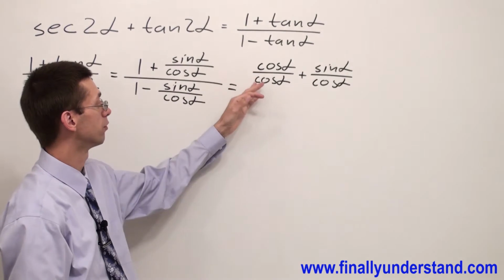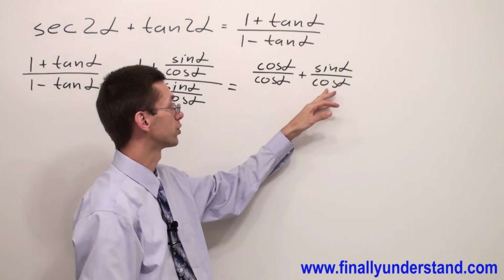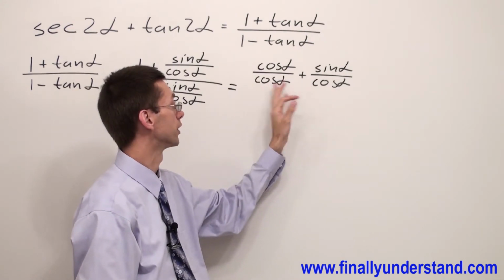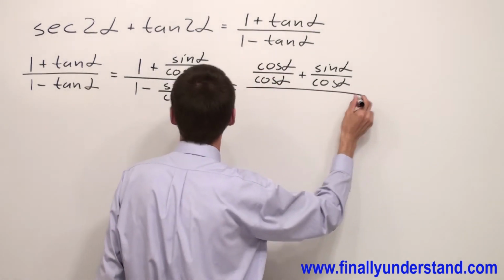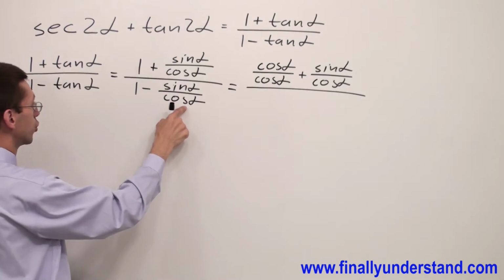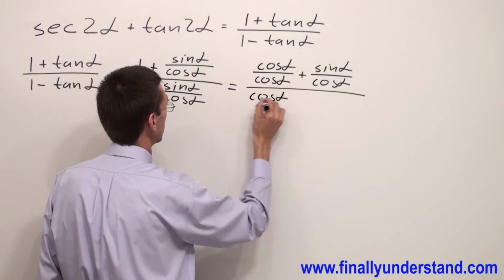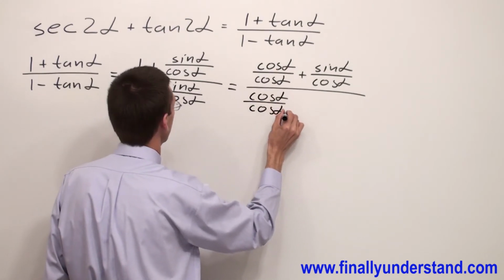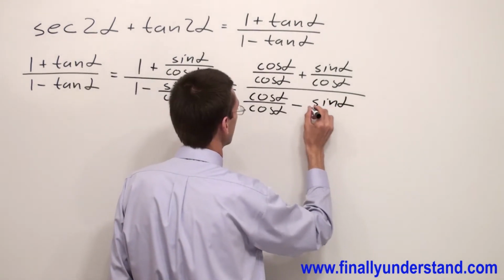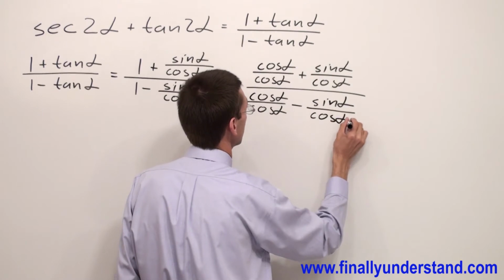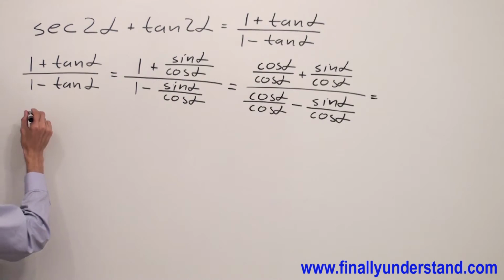Because cosine alpha over cosine alpha is equal to 1, and I need cosine alpha because I have cosine alpha in the denominator. I'm supposed to have the common denominator. That's why I have cosine alpha over cosine alpha. Over, again, the denominator is cosine alpha, so my 1 is going to be nothing else, just cosine alpha over cosine alpha minus sine alpha over cosine alpha.